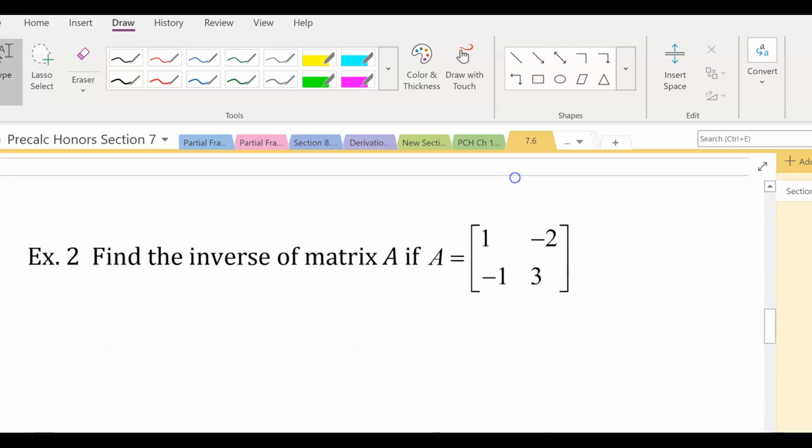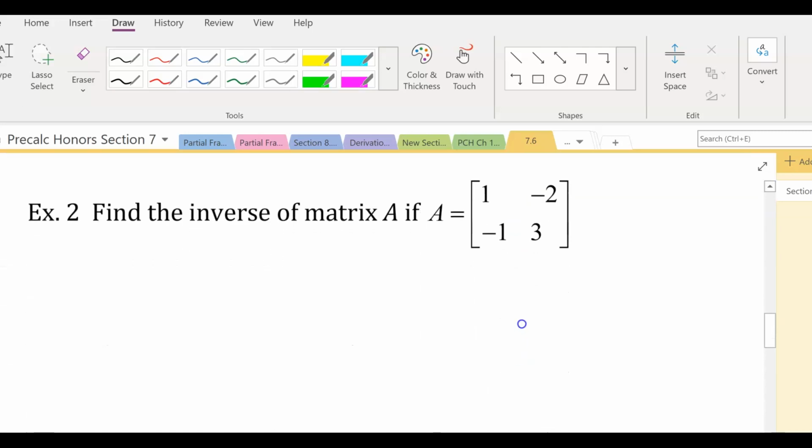We want to find the inverse matrix of A if A is equal to the given matrix. Again, we could do this on the calculator very easily, but I do want you to know how to do this by hand, and I will expect you to do it by hand on the assessment.